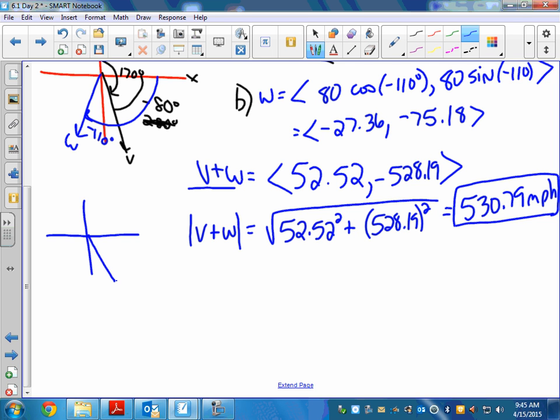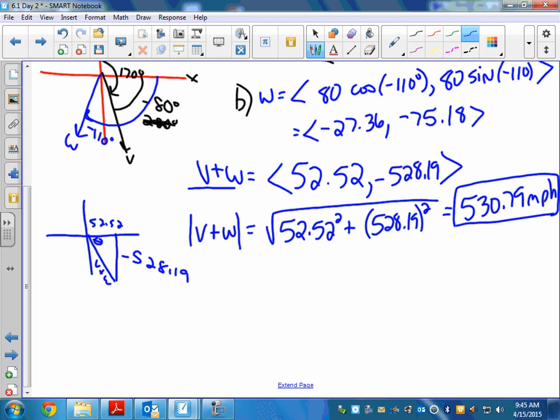Do I know the vertical and the horizontal components of this? Yes, this is V plus W. I'm looking for theta. If this is my first component, and this is my second component, my 528.19, and this is 52.52, can I set up a trig equation to solve for theta?